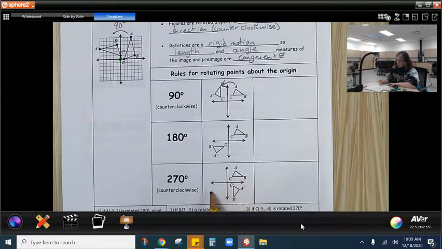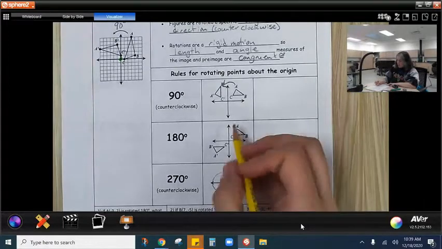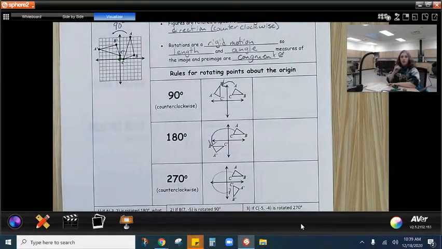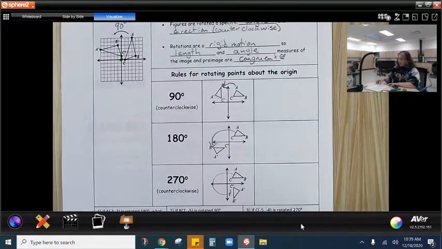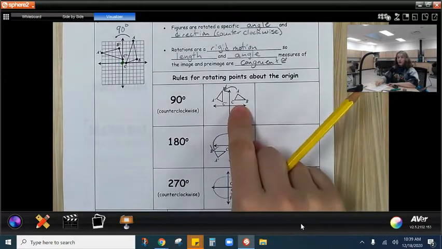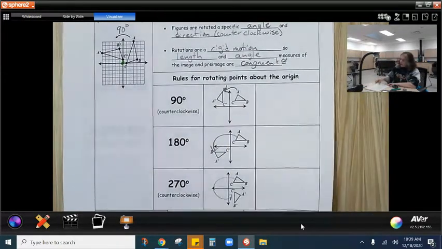So we just rotated it like this, right? We went from there to there. And then for this one, we went from there to there. So my arrows kind of show us how we rotated it. So that's rotations. I want you to be able to recognize them, all right? You need to recognize that if you see this, okay, a rotation happened, all right?